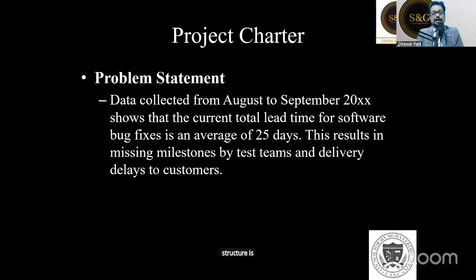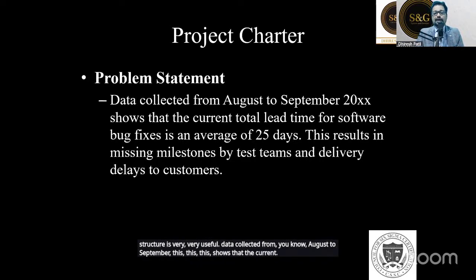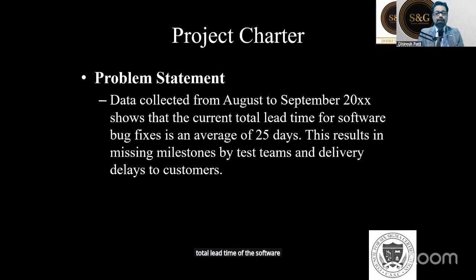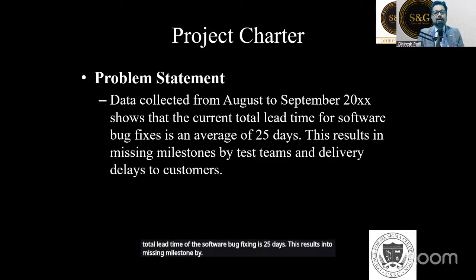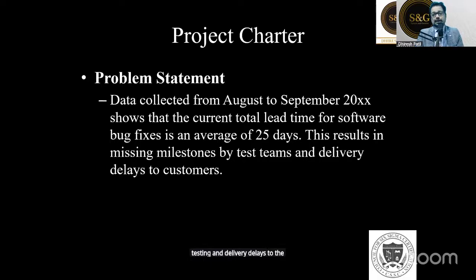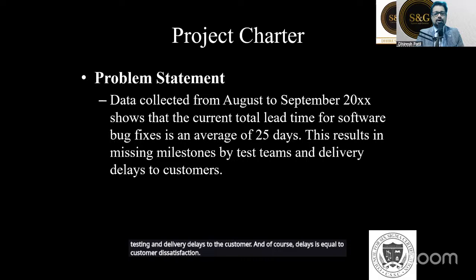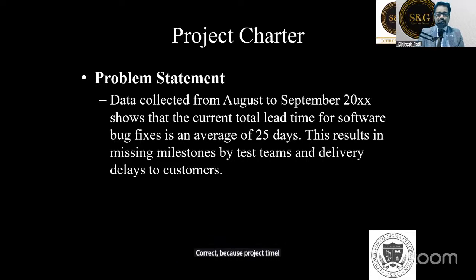Data collected from August to September shows that the current total lead time of software bug fixing is 25 days. This results in missed milestones by the test team and delivery delays to the customer. And of course, delays equal customer dissatisfaction. Correct? Because project timeline is very, very important as far as IT is concerned.